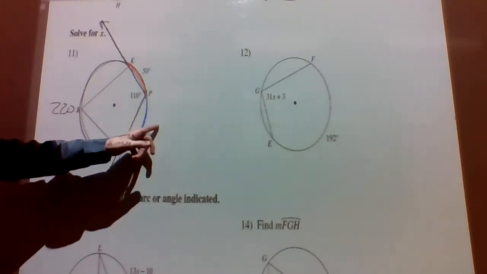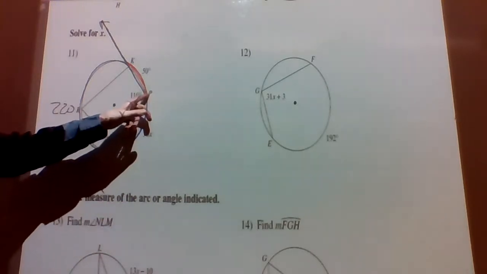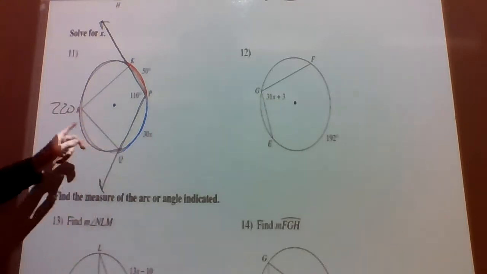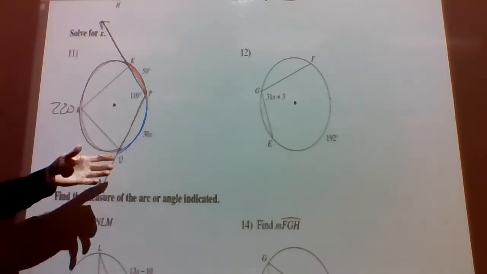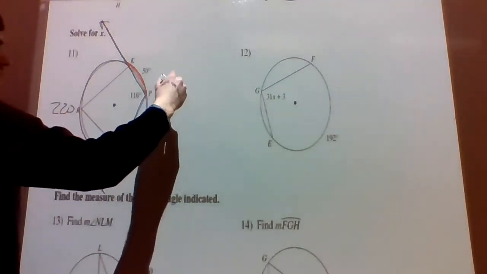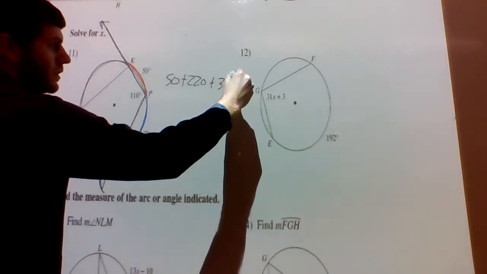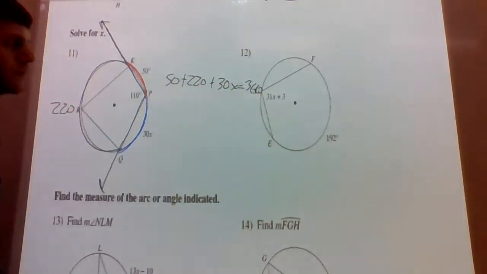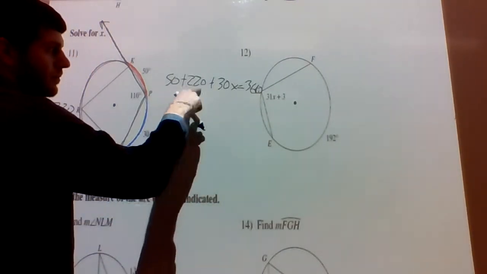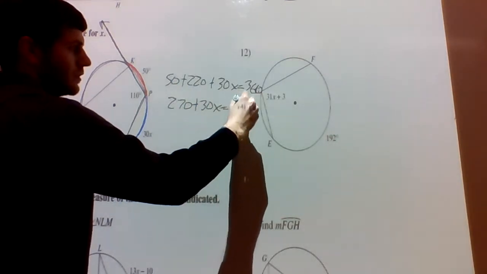is this arc. So we have arc QP, the measure of arc QP is 30x, the measure of PK is 50, and the measure of arc KRQ is 220 because we have an inscribed angle, and the intercepted arc is twice the inscribed angle. So now we're going to have 50 plus 220 plus 30x equals 360 degrees because a circle is 360 degrees around. So that's going to be 270 plus 30x equals 360.